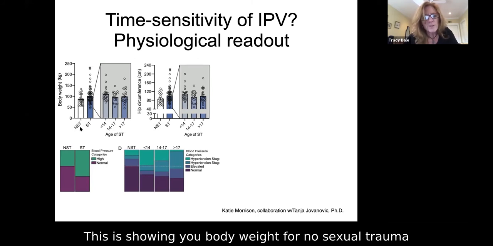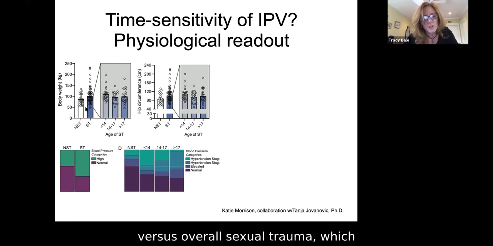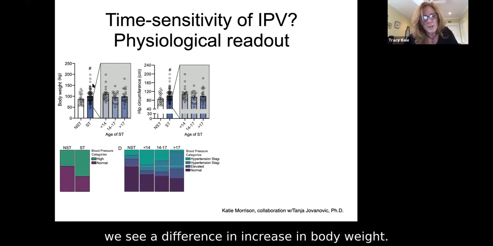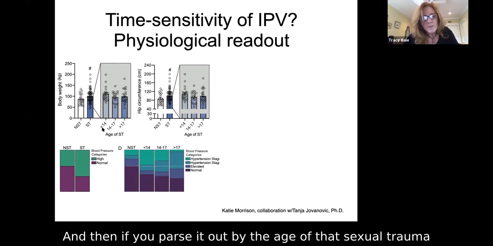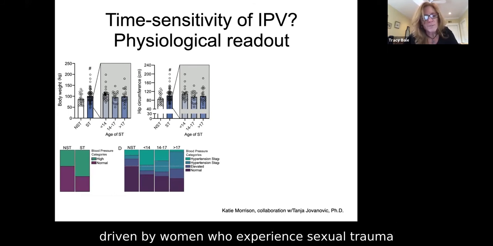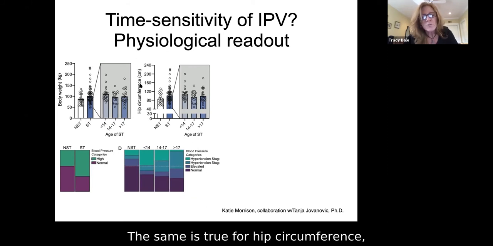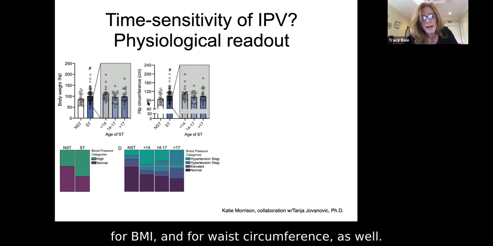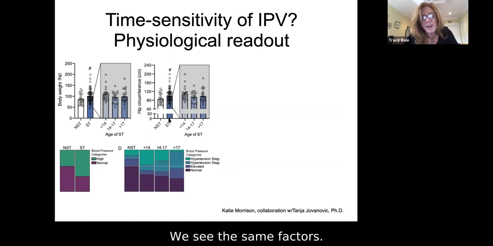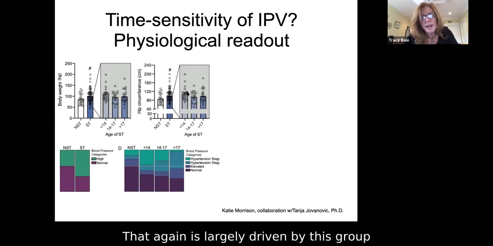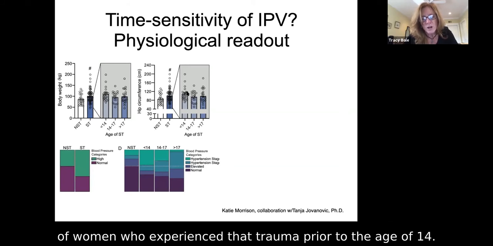This is showing you body weight for no sexual trauma versus overall sexual trauma, where we see an increase in body weight. And if you parse it out by the age of that sexual trauma experience, you see that this is largely driven by women who experienced sexual trauma before the age of 14. The same is true for hip circumference, for BMI, and for waist circumference as well. We see the same factors, again largely driven by this group of women who experienced that trauma prior to the age of 14.